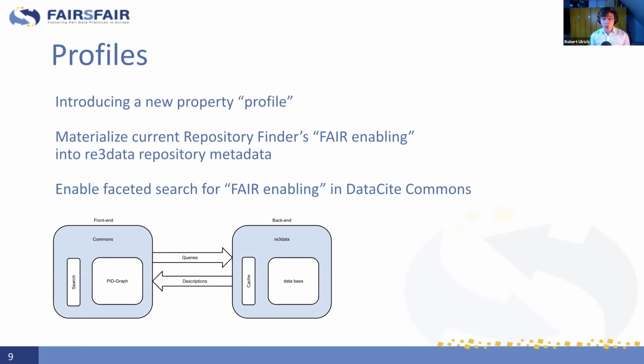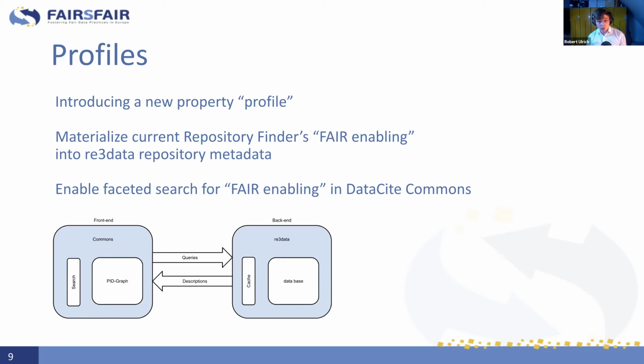And in addition to that, we are going to implement some kind of profile property. And as you have seen in the repository finder, there's a selection box to filter by those projects already, or by those properties. And with that, we want to materialize this within our metadata. And this should also allow for the faceting within the search, so that for researchers, it's easy just to select the FAIR enabling property, and they can then get within Commons the whole list of repositories and linked data and organizations to it.